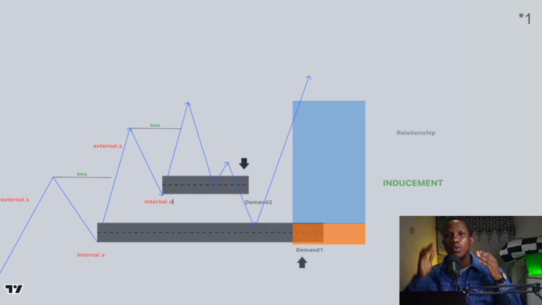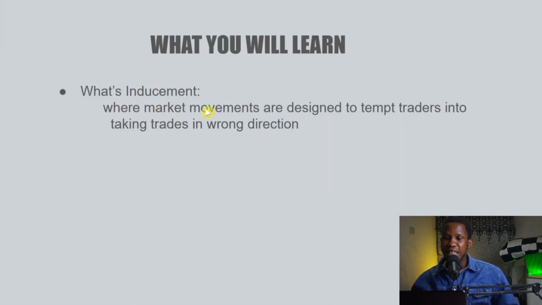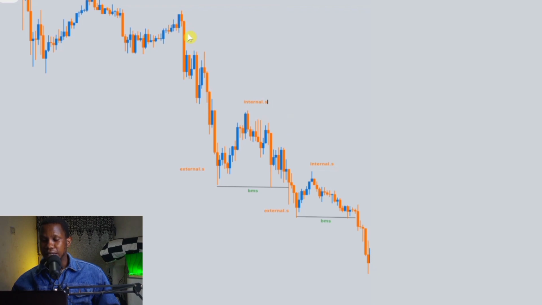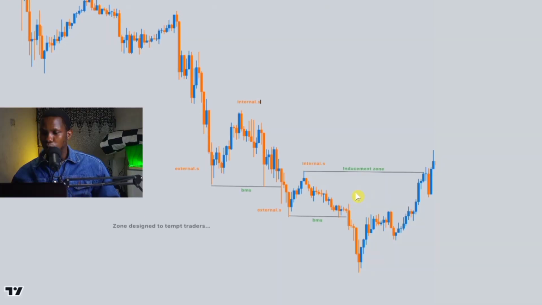I know someone who lost 15 trades in a row until I taught him this inducement trap, which is what inducement is, where market makers are designed to tempt traders into taking trades in the wrong direction or timing. So we have a market movement to the downside, taking out this sell-side liquidity, giving off an external structure and internal structure here. I want you to answer which zone will tempt traders to first enter from. We have this zone, and that is an inducement zone.